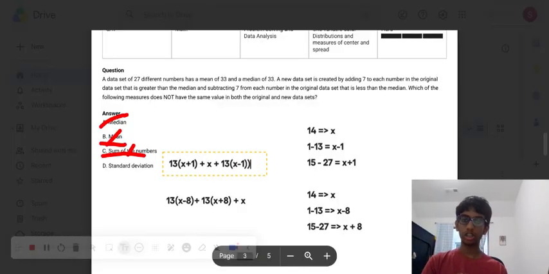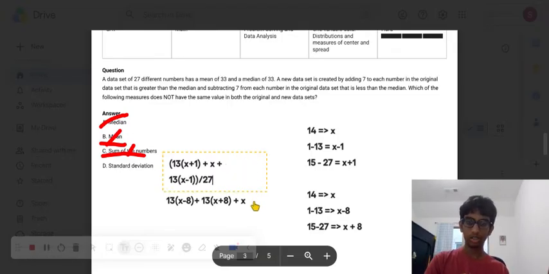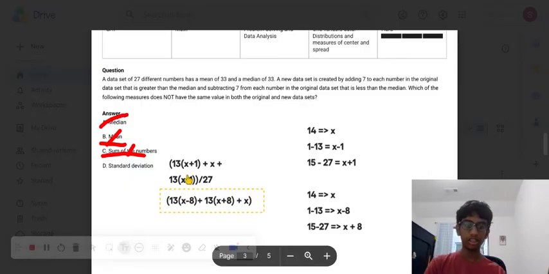And our mean will just be this value divided by 27, right? And then here too, we're just going to be dividing that by 27. If you just distribute all these x's out and our parentheses, we'll find out that this is the same.